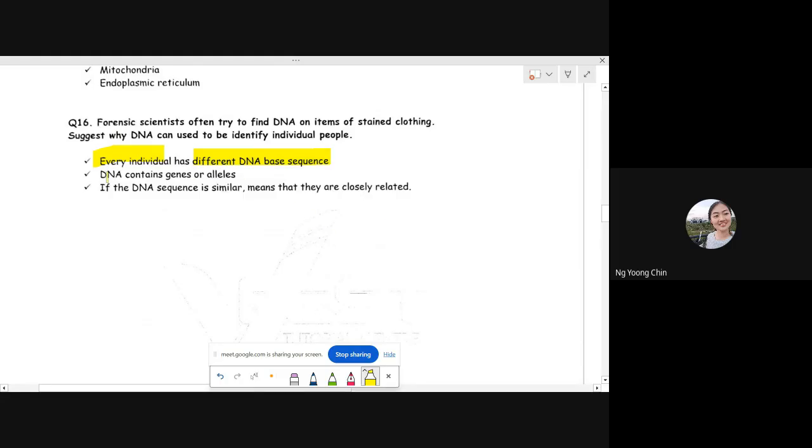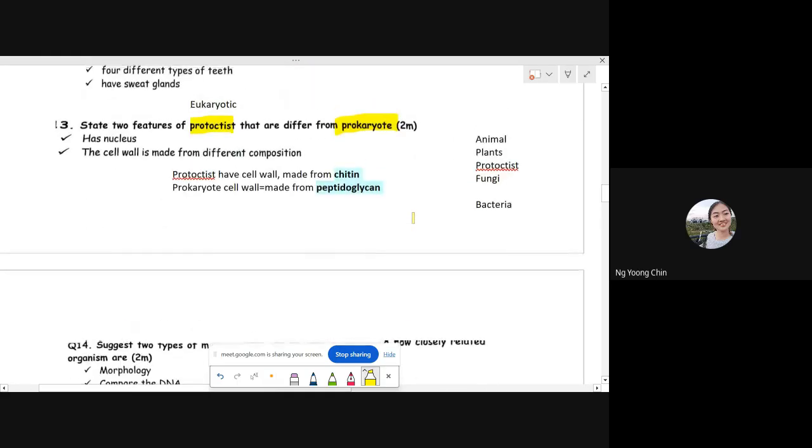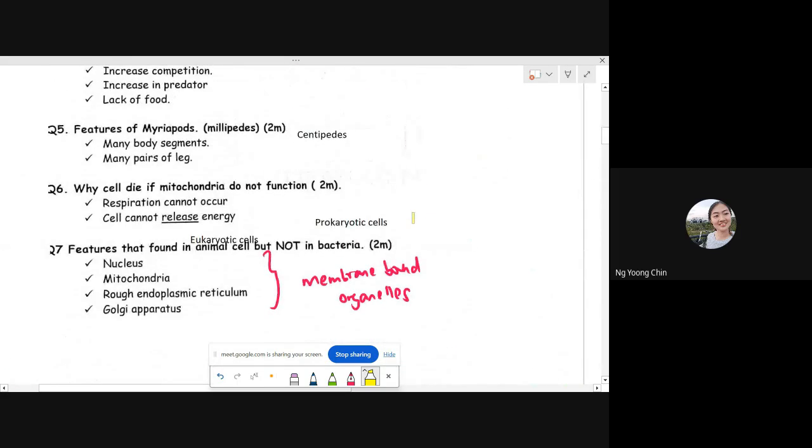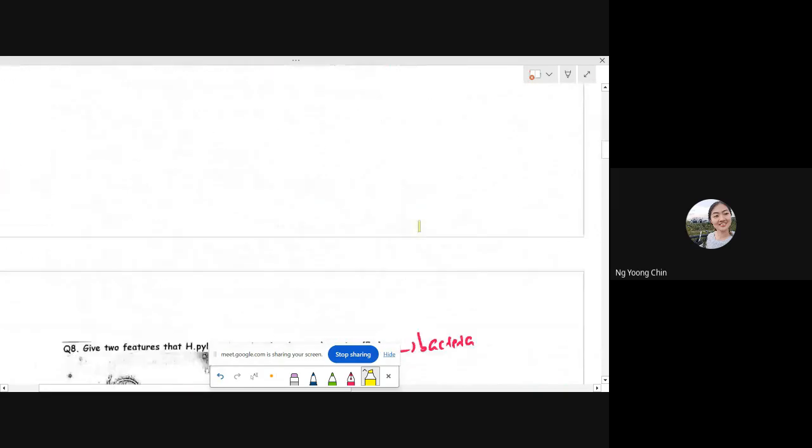Okay, so DNA contains the genes and the alleles. So if the DNA sequence is very similar, that means that they have a relationship between them, which is they share the common ancestor. So those are examples of the questions they would like to come out in the exam for paper 4.